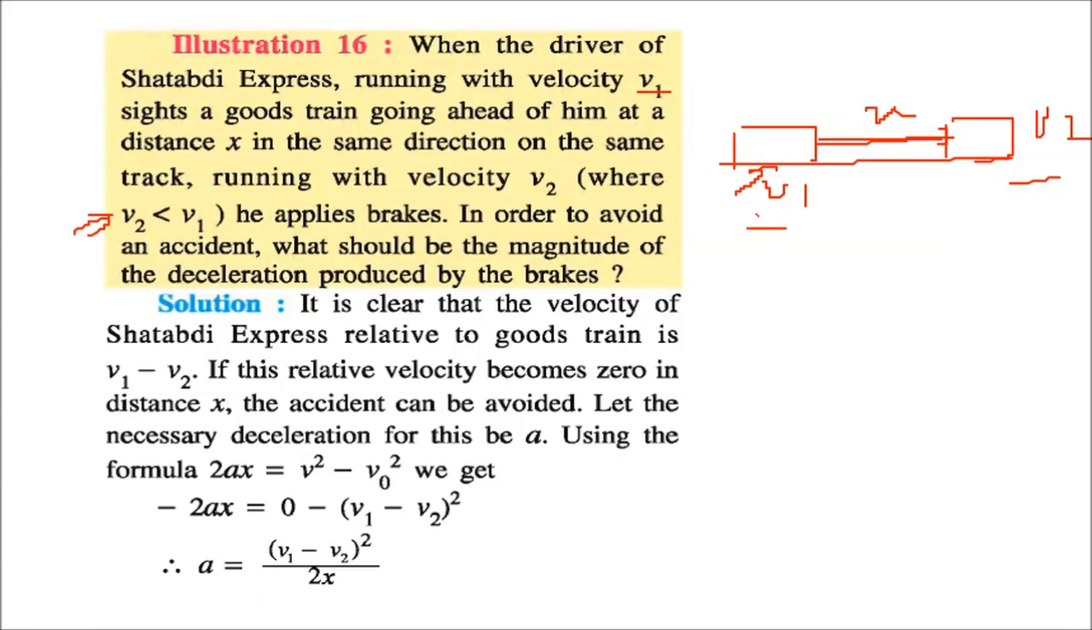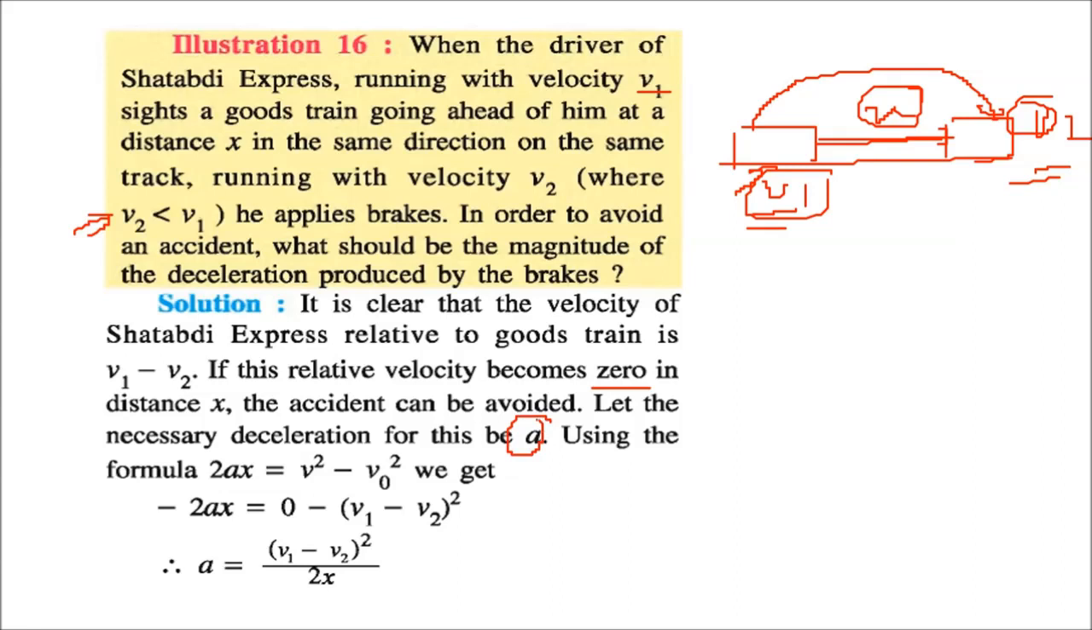Now this is the velocity V1, this is the velocity V2, and the velocity of Shatabdi Express relative to the goods train is simply V1 minus V2, as we just suggested in the previous discussions. So if this relative velocity becomes 0 in distance x, then only we can say the accident can be avoided. So what is the necessary deceleration?